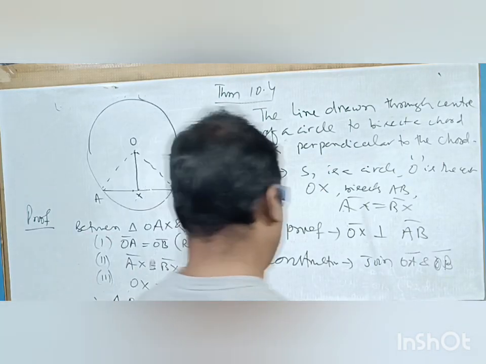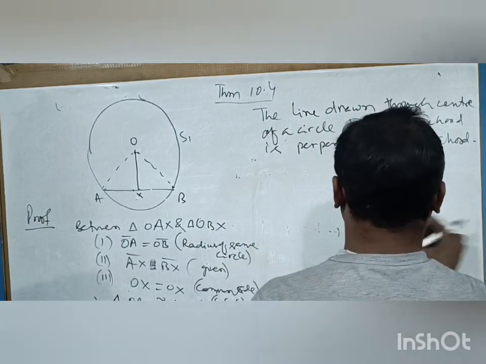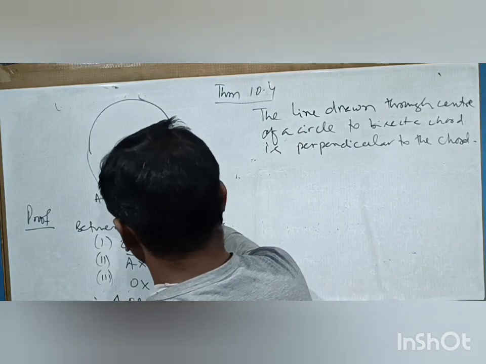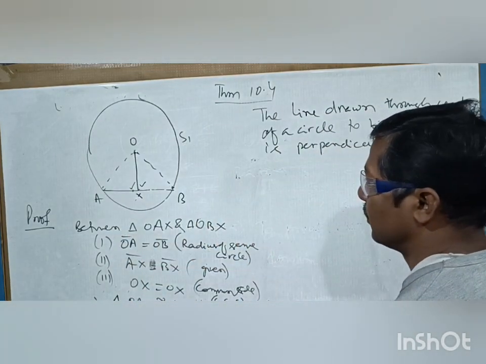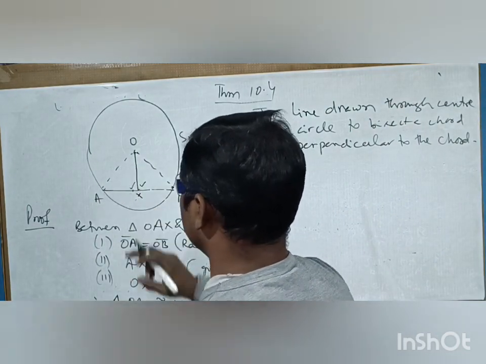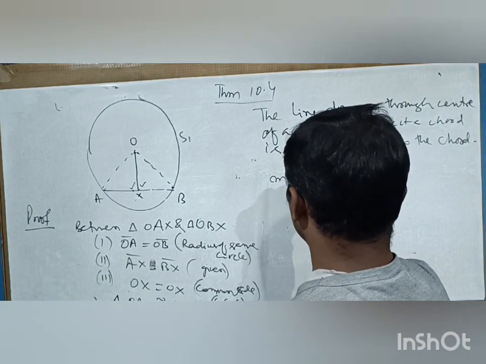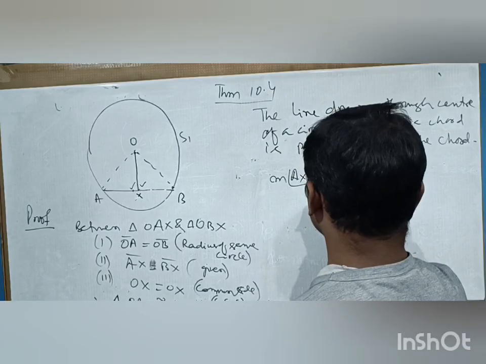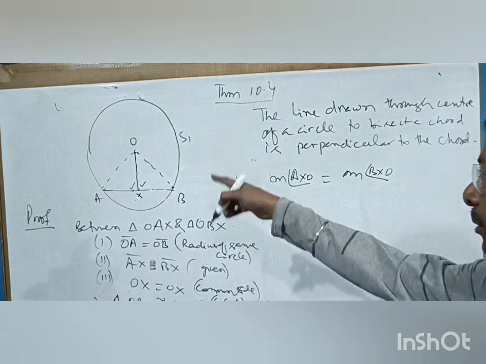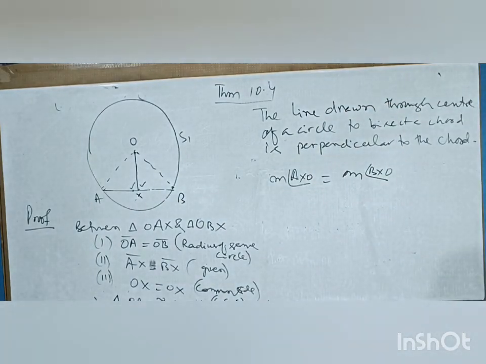So I can write the corresponding angles are the same. This angle will be corresponding to this angle, so this will be the same as this. So I can write angle AXO will be equal to angle BXO, or AXB, or OXB, or OXA. You can write also.